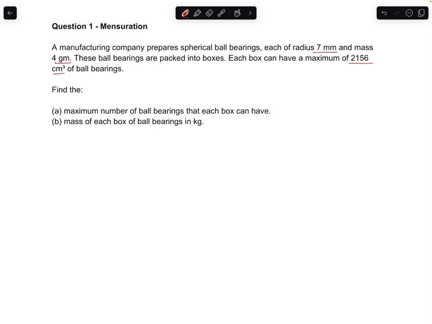If the space inside the box is divided by the space occupied by one ball bearing, then we get the number of spheres. Number of spheres is equal to volume of box divided by volume of one ball bearing, which is 2156 centimeter cube upon 4 by 3 pi r cube. Here r is the radius, which is 7 mm. The radius of the sphere is given in millimeter.